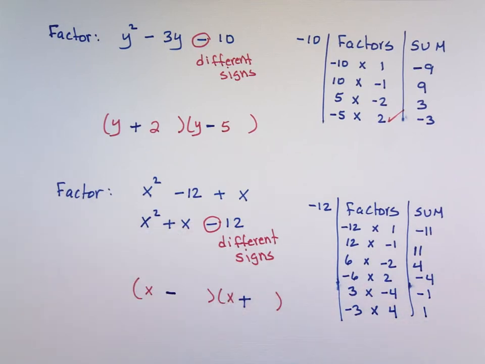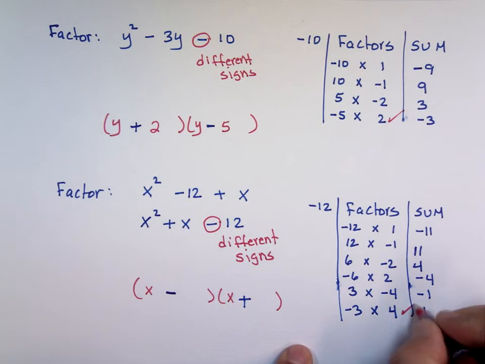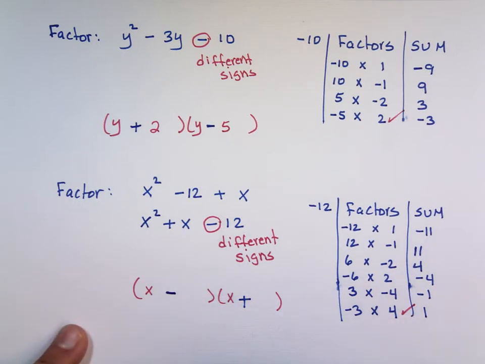Again, notice the minus goes with the 3. It doesn't matter which side. There's the minus. The 3 goes with it. There's the plus. The plus goes with the 4.